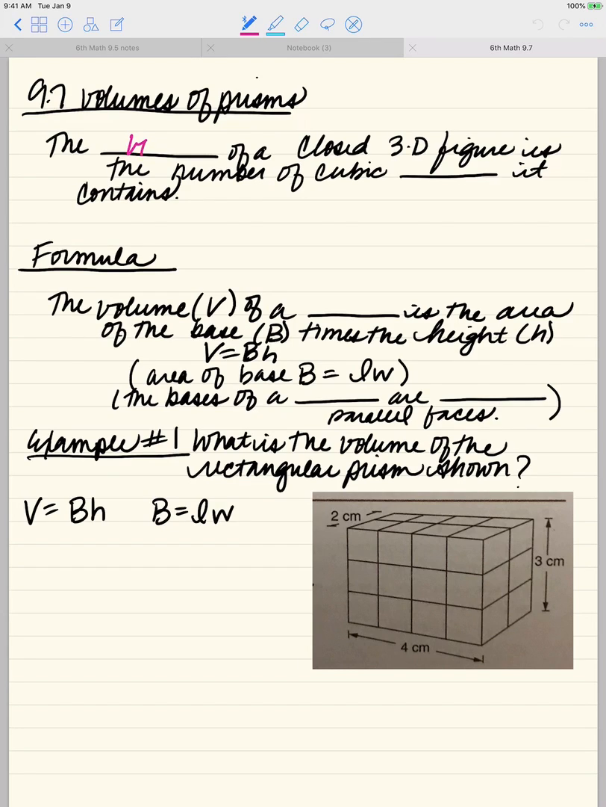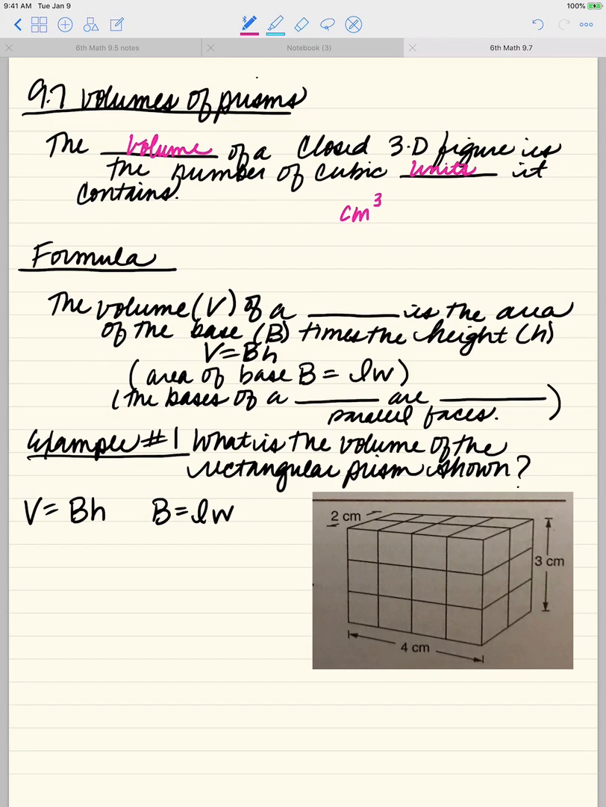So the volume of a closed three-dimensional figure is the number of cubic units it contains. So when we talked about area, we talked about square units. When we're talking about volume, we're going to be talking about cubic units. So let's say we're talking about a cubic centimeter. That would be indicated as cm cubed, okay, cm cubed.